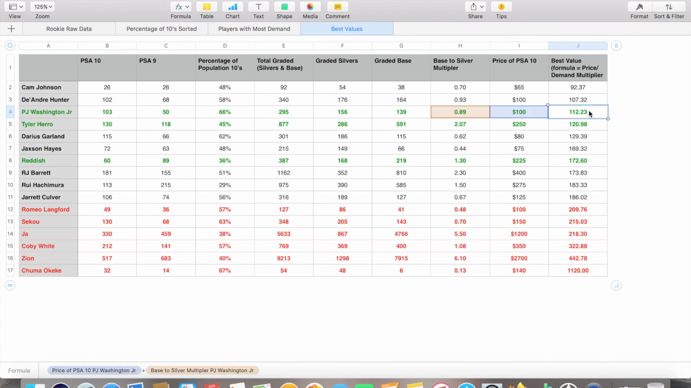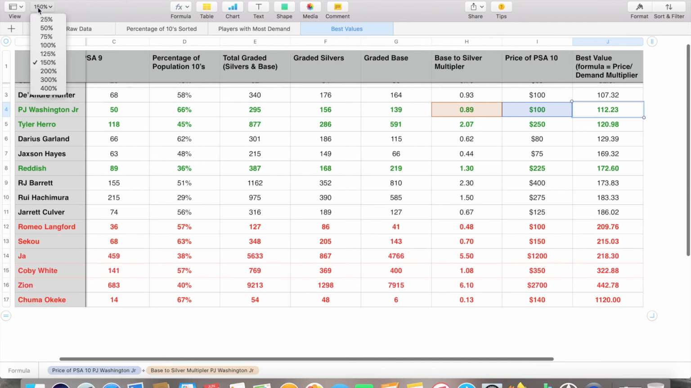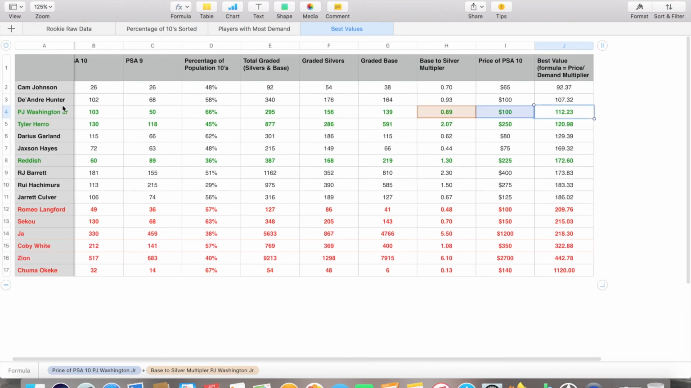he has a very, very low value multiplier, which is showing that he's a good value. And I think he represents a very solid buy at $100. A ton of upside for him as well. And I think those are my top 3 picks from what the data is showing.